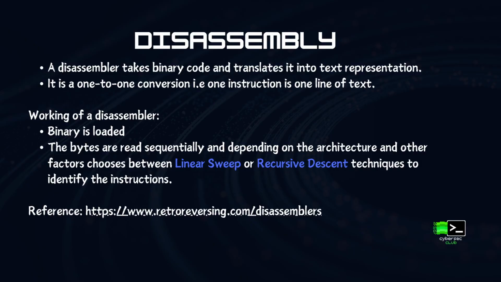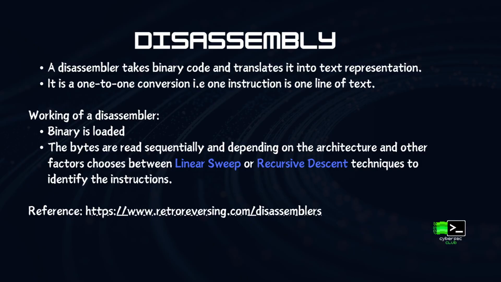In assembly we'll have at least some textual information, so we'll be able to see the instructions, whatever names of the instructions the binary uses. And it's a one-to-one conversion, so one instruction will be one line of text in the assembly code. So how does a disassembler work? First the binary is loaded, and then the bytes are read sequentially. It depends on the architecture also, and it chooses between linear sweep or recursive descent.